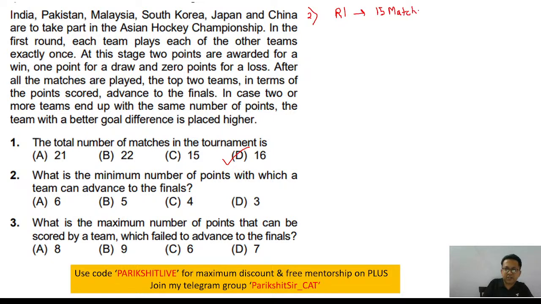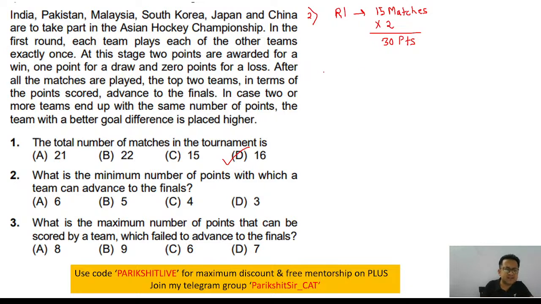So 15 matches is equal to how many points? Remember, one match, 2 points. So round one in total has got 30 points. What is the question? What is the minimum number of points with which a team can advance to the finals?